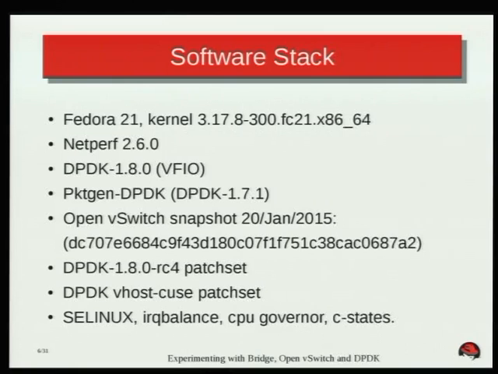For Open vSwitch, I got the latest one from a couple of weeks ago. This is the hash from the master branch I am using. I also applied 2 patches on top of it. One is to bring up the requirements, because currently Open vSwitch requires DPDK 1.7.1, but to test vhost queues, we need to bring up the requirement to this DPDK version, and then apply the vhost queues patch set. I will explain more about the vhost queues patch set in the next slides. SELinux is off, irqbalance is off, CPU governor set to performance, and C-states is limited to just 1.